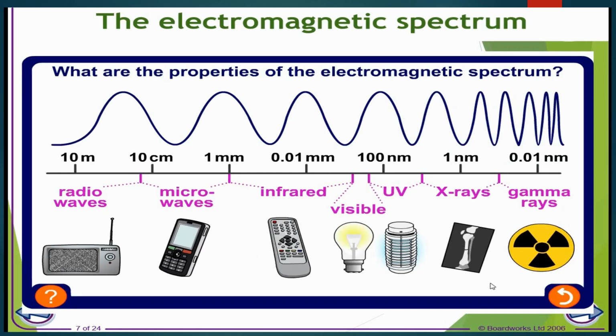How are the electromagnetic waves arranged in the electromagnetic spectrum? They are arranged in decreasing wavelength. We start with the radio waves, which have the greatest wavelength, then the microwaves, the infrared, the visible light, the UV rays, the X-rays, and the gamma rays, which have the least wavelength and the greatest energy.